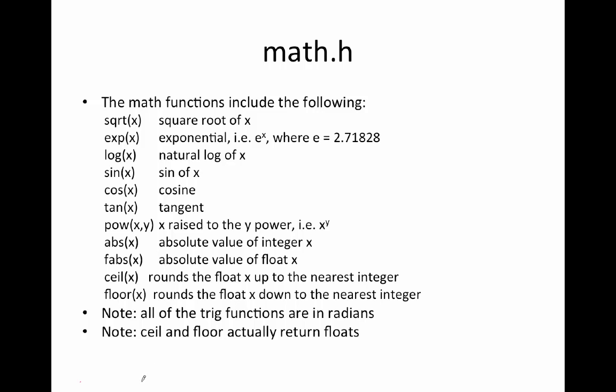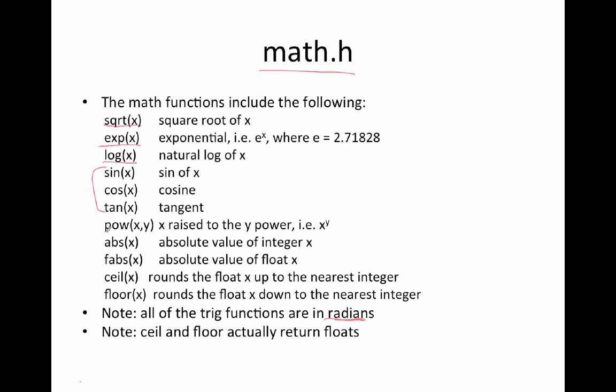Let's take a look at some of the built-in functions that you can use in C. So first of all, the functions that are in the math header file. Some of the math functions include the square root function, the exp function that raises e to the power x, the natural log function. There are trig functions such as sine, cosine, tangent. Note that all of these are in radians.